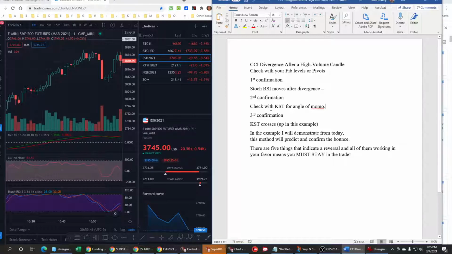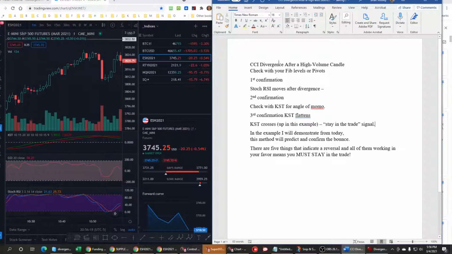And later, after you've got these first two things done and you know KST isn't going too hard against your trade, then you're looking for this third confirmation, which is KST flattens. I'll show you that too. So after KST crosses up, this is, for lack of a better term, my stay in the trade signal. Okay, so let's look at it.